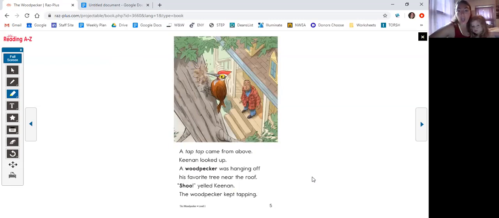That's right. All right, what sound does the woodpecker make? Pause your video and answer that question now. Good job, Maya. The woodpecker makes a tap, tap sound. Good. In the story, I read that a tap, tap came from above. So that makes me think that a woodpecker makes a tap, tap sound.